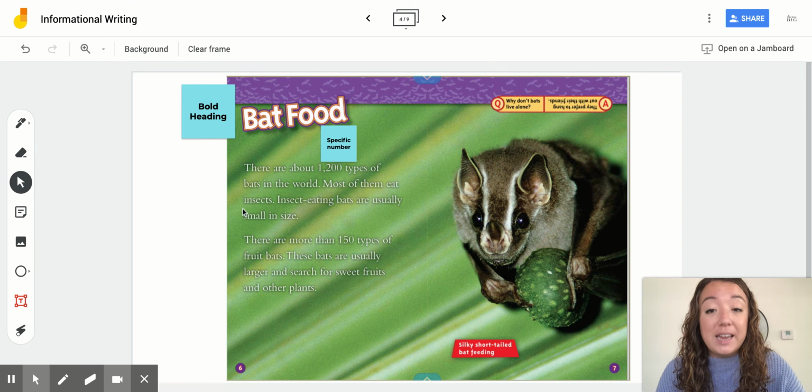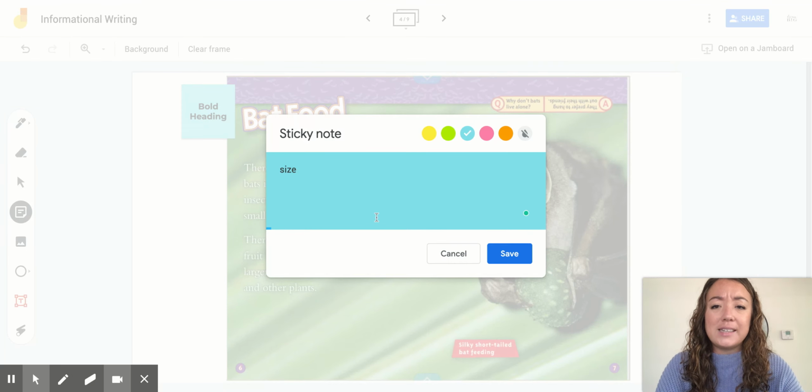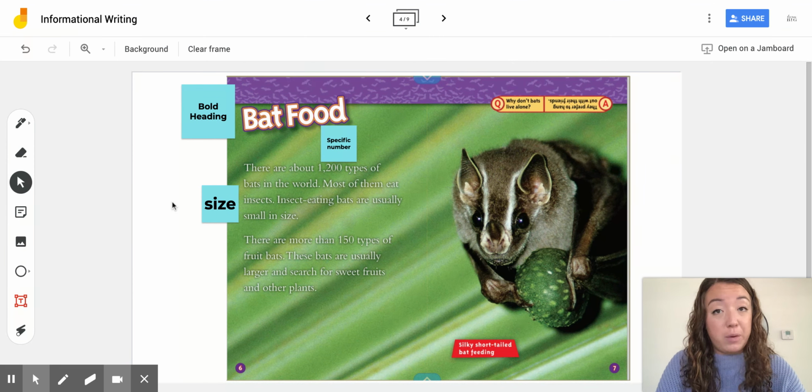Most of them eat insects. Insect-eating bats are usually small in size. Okay, I like that they told me the size. That feels important. Maybe when I do some writing, I'm going to include the specific size if it works, if I write about something that it makes sense for.